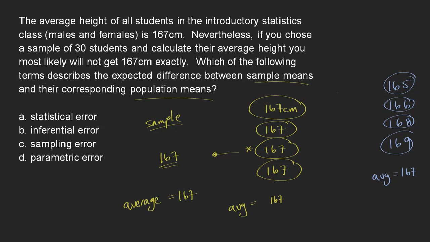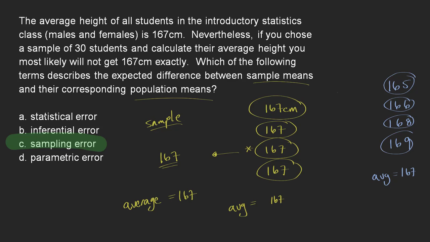This is called sampling error. So C is our answer here. Now these other terms, some of them might not even be proper terms. For example, inferential and parametric error. I don't think that those are ever even mentioned in your course, and I'm not sure that they have proper definitions in statistics.